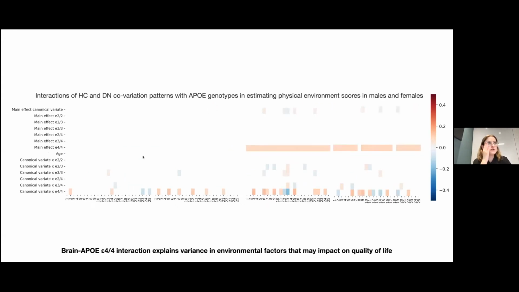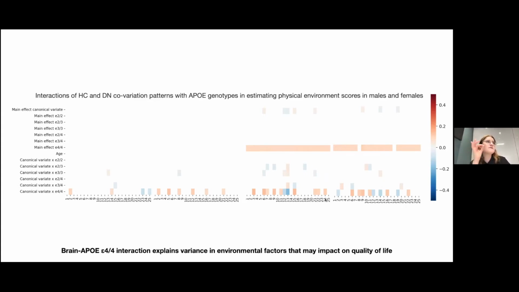So the last interaction I wanted to show is for physical environmental score. So this is the only phenotype for which we saw strong interaction with E4 genotype. So here we're estimating physical environment score based on genes and individual expression of hippocampus-default network covariation. And we see that we have this interaction between E4 and the canonical variants for estimating this physical environment score, which is a composite measure of air quality, air emission, and proximity to waste disposal or industrial sites.